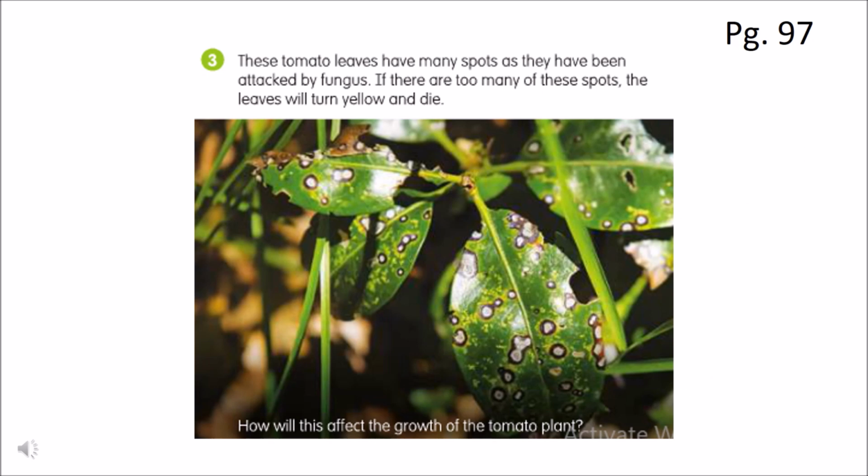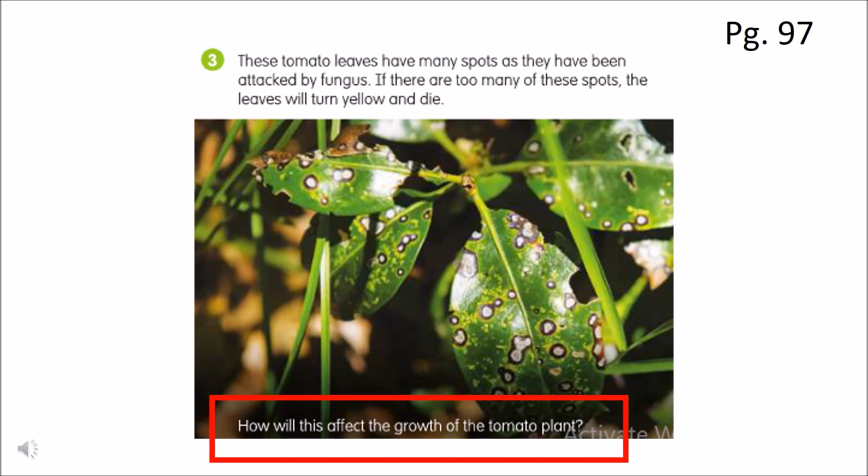Question 3. These tomato leaves have many spots as they have been attacked by a fungus, horrible, horrible fungus. If there are too many of these spots, the leaves will turn yellow and die. Now the question is at the bottom of the picture: how will this affect the growth of the tomato plant? I want you to tell me how it's going to affect the growth. So can you now pause the video and complete all the exercises and come back for the answers? Thank you.